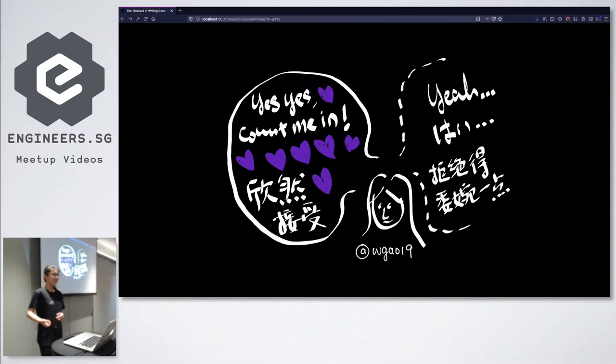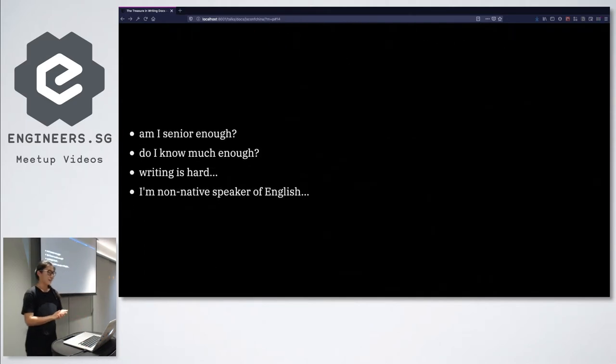Well, I normally would have a yes or no answer to things I like to do or not, but this time it wasn't that clear for me, because I was apparently tempted, but I also felt more uncertain about how much I could actually do. Am I senior enough to write documentation for such a popular project? And do I know enough about Redux or React Redux in order to write a complete set of documentation? And writing is hard.